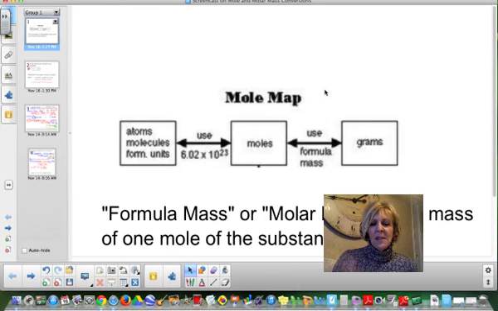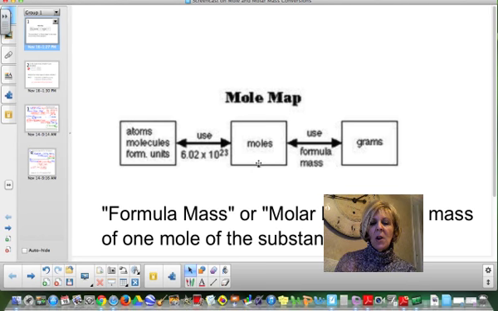Hi guys, this is Mrs. Foy, and this is a screencast on calculating molar mass or formula mass, and then how to use that in a conversion of either the number of particles to a mole, or the number of grams to a mole, or the number of particles to grams or grams to particles.